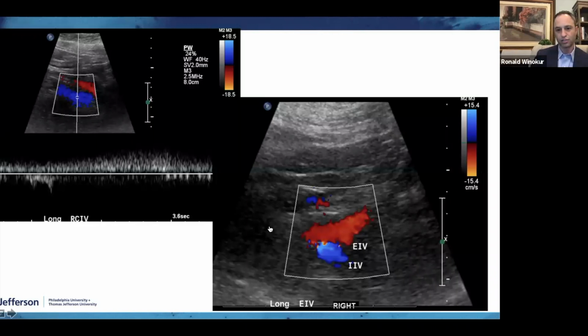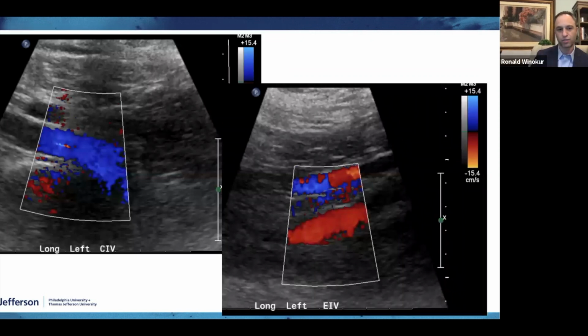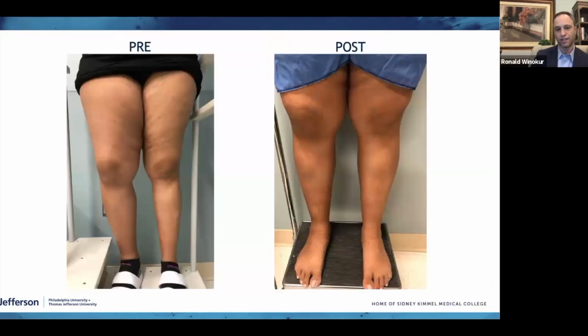Here's her ultrasounds. You can clearly see brisk patent stents, antegrade flow in the internal iliac vein. Again, right side external is open, right common femoral is open. Left side, we got through that stent on the left. Again, you can see patent segments on the left side as well, and then all the way down to the left common femoral vein. And then from pre-intervention to 2 weeks post-intervention, clear dramatic changes in leg size and leg symptoms right away.